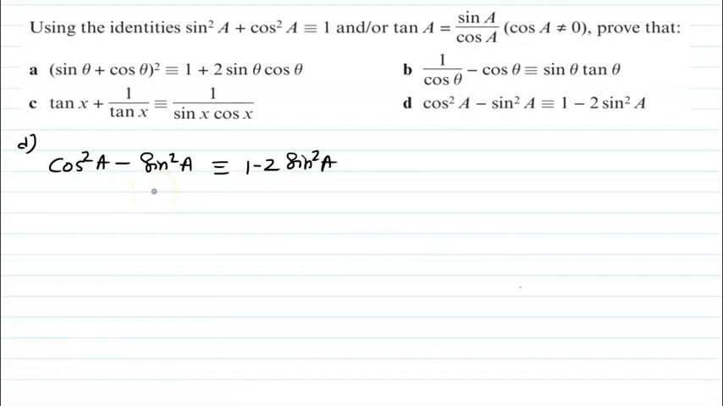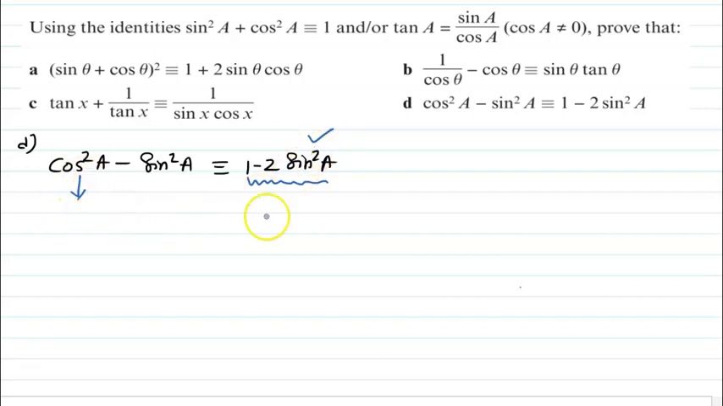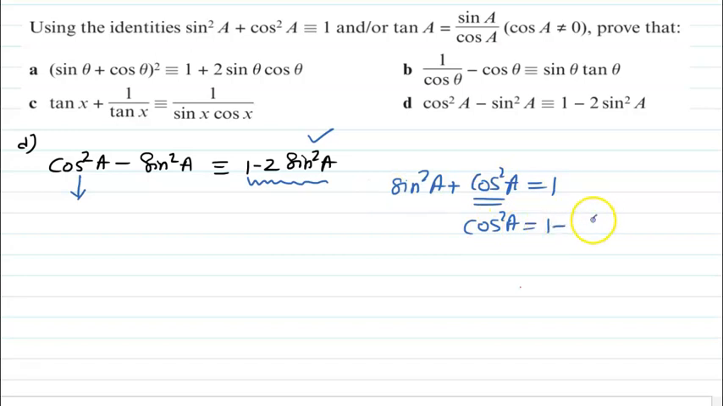Cos square a minus sin square a, we need to show 1 minus 2 sin square a. If you see on the right hand side, we just want to see sin square only. We don't want to see cos square. So your aim has to be how we can get rid of this cos square a. Okay, so we know sin square a plus cos square a equal to 1. So make cos square a the subject. So cos square a we can write down as 1 minus sin square a, right?